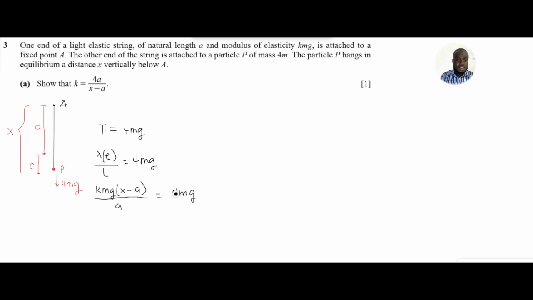Great. Now we have mg on this side, mg on that side. We can simplify this equation as, hence we can make k the subject, and that is the expression we are looking for. Remember, x minus a is that extension. So lambda times the extension over L, that's what brought us to the expression we have here. So we have shown that k is equal to 4a divided by x minus a.